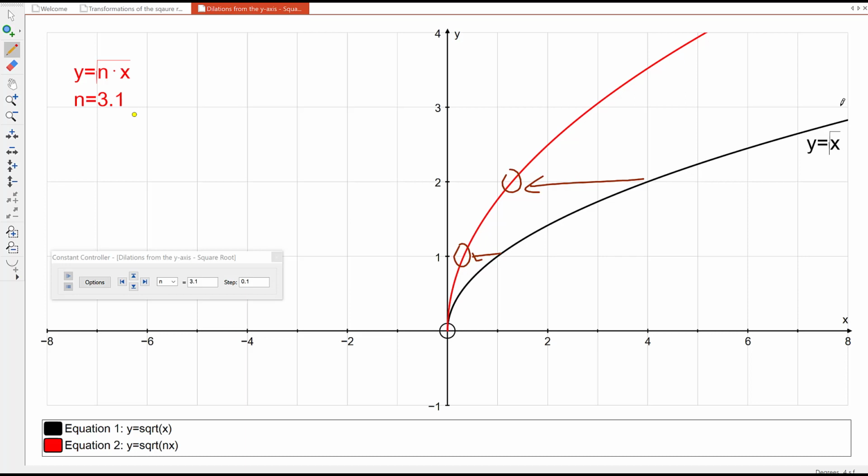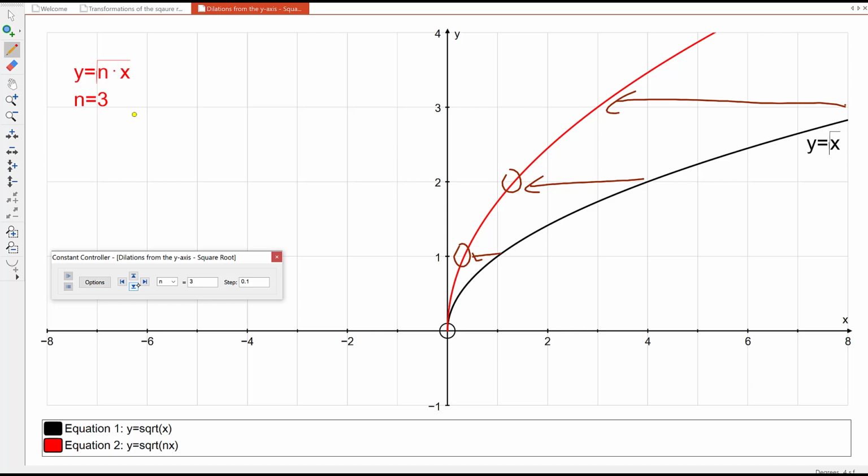It's off the scale here, but it would have gone through 9, 3, and so it's now going through 3, 3. The scale's slightly out there, I think. Oh, it's because I'm at 3.1. Sorry, let me make it 3. There we go. Now it does exactly go through 3, 3. So it's not being stretched away by a factor of 3. It's being squashed in by a factor of 3.